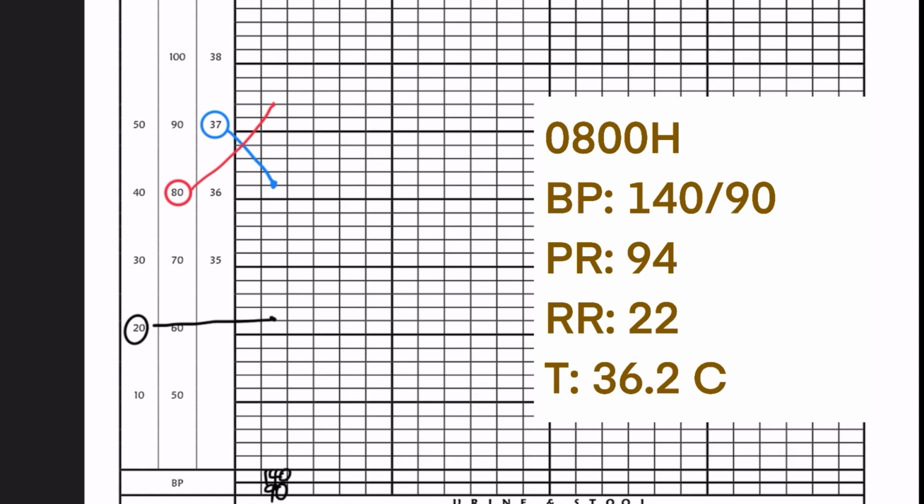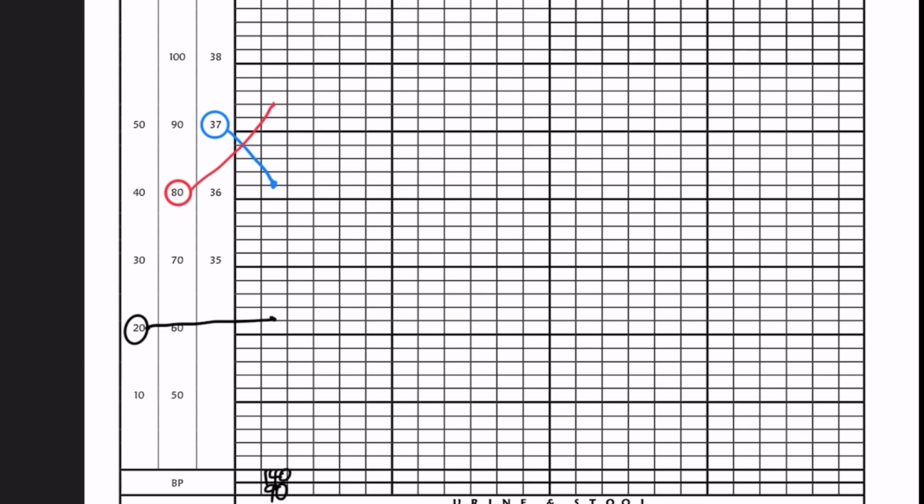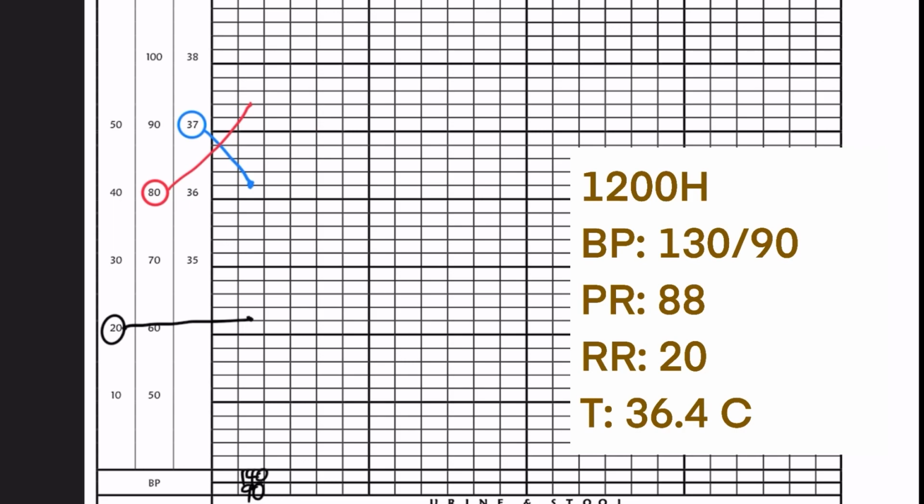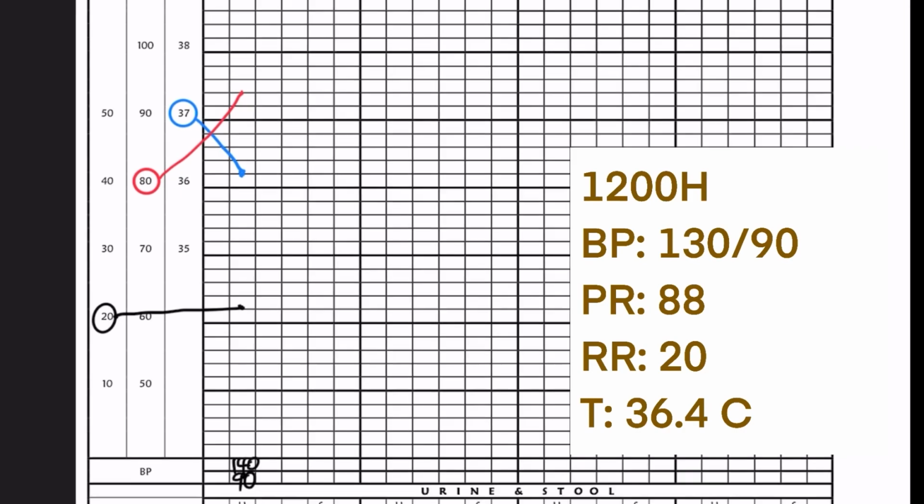Now let's try plotting Mrs. Diaz's vital signs for 12 o'clock. Here you've taken blood pressure for Mrs. Diaz as 130/90, pulse rate 88, RR 20, and temperature as 36.4. I'm still using black ink for the blood pressure because it's still the morning shift.